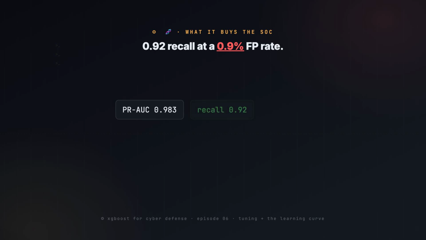The budget and analyst team can actually triage. Recall is 0.92. That means at depth 6, ETA 0.1, both subsamples at 0.8, stopped at around 227, the detector catches 92 out of every 100 intrusions, while flagging fewer than one normal flow in 100. Push depth to 12, chasing a prettier training loss, and that recall falls because the memorized model is confidently wrong on the flows it's never seen.